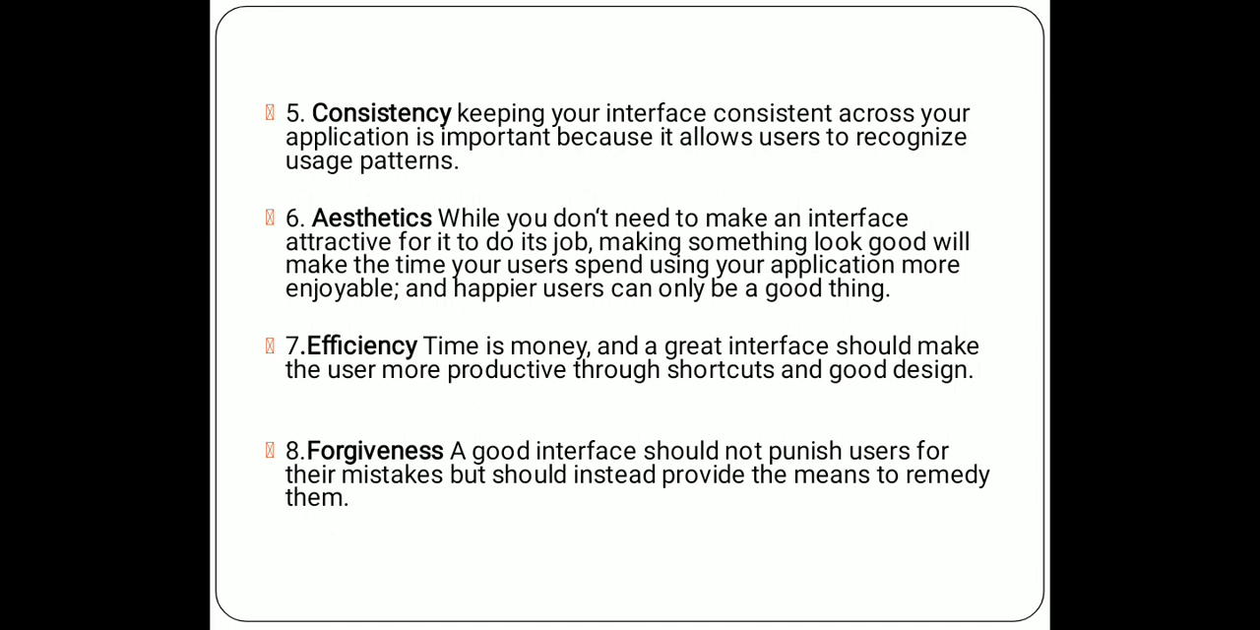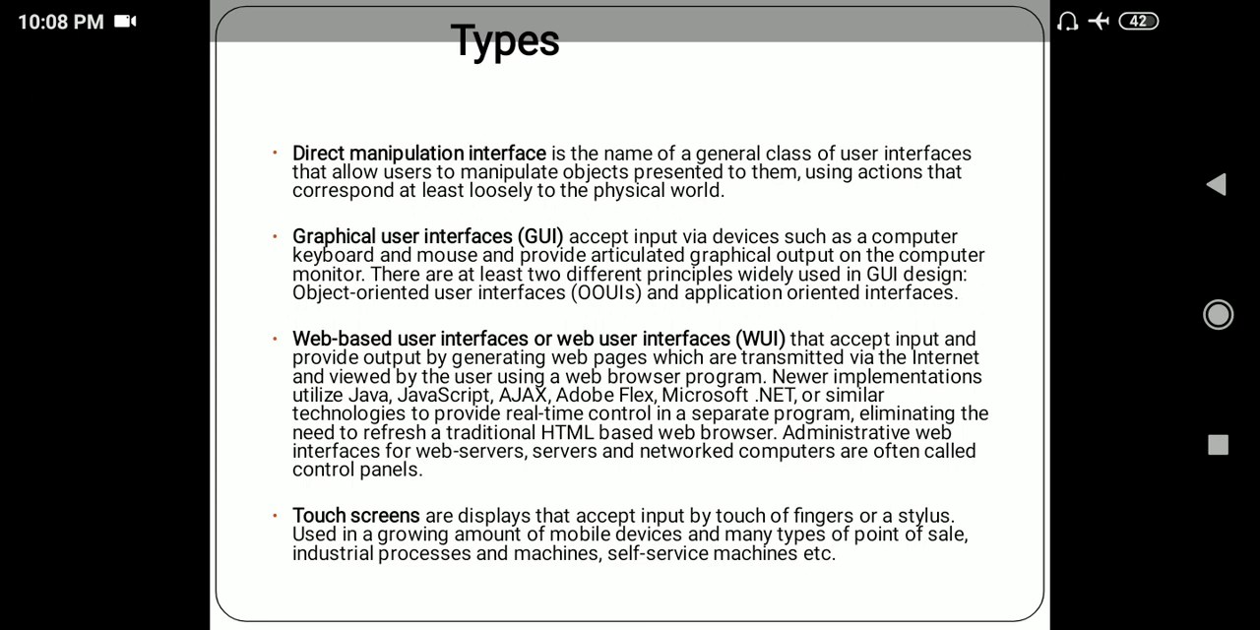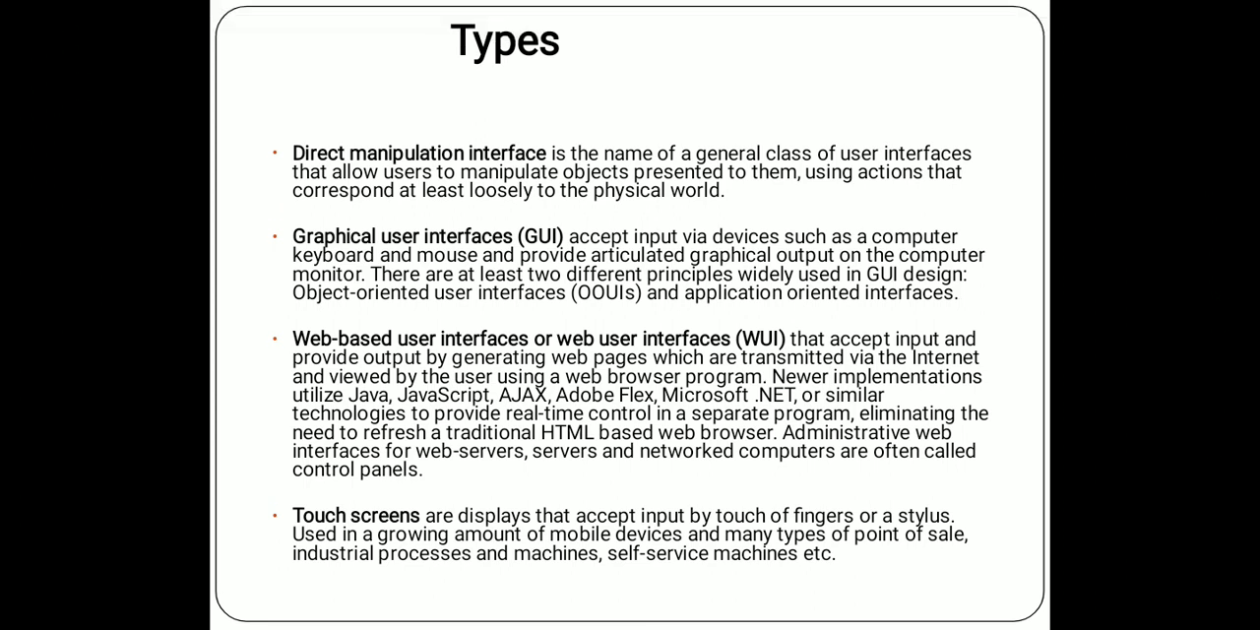So the final characteristic is forgiveness. So it will not punish the user in case they make any mistake. Instead, it can provide a remedy. Next are the different types of user interface.